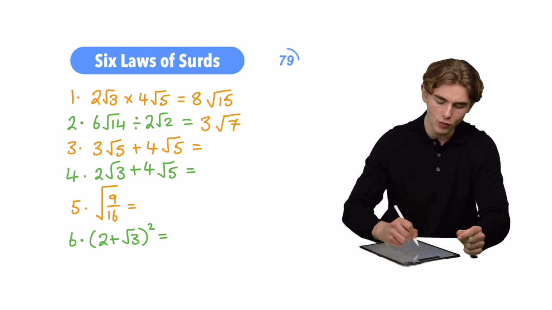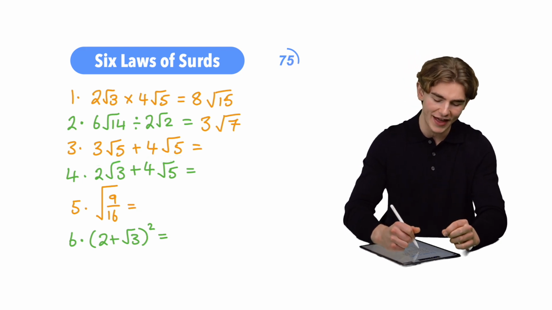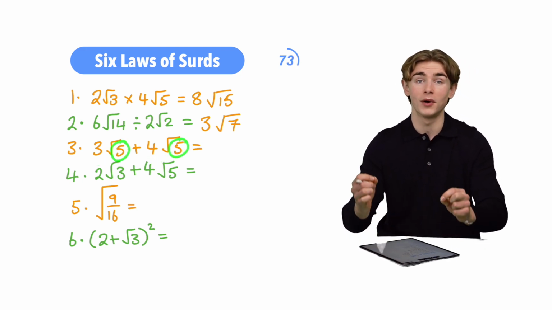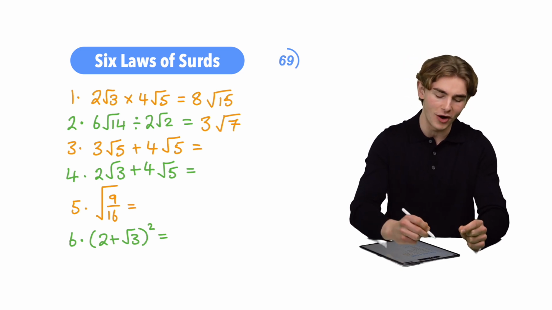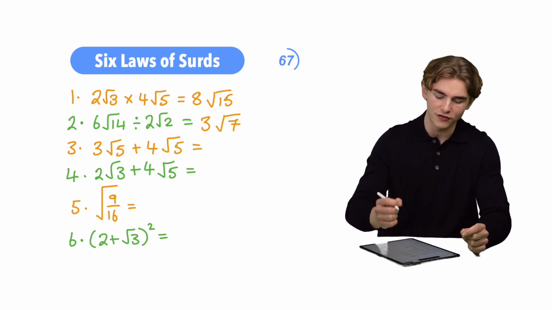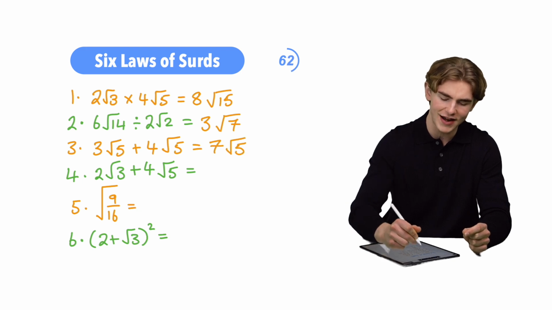Next up, what do we do when we add one surd to another surd and crucially we have the same number inside the surd? What we're going to do is simply add the numbers on the outside and leave the number on the inside. In this case, 3 lots of root 5 plus 4 lots of root 5, that's going to be 7 lots of root 5. What about this next example then?